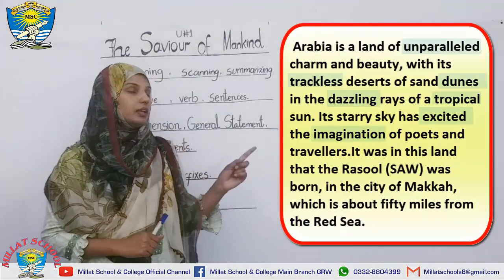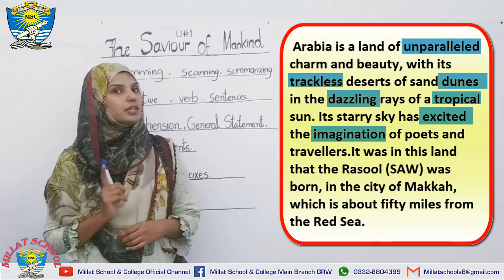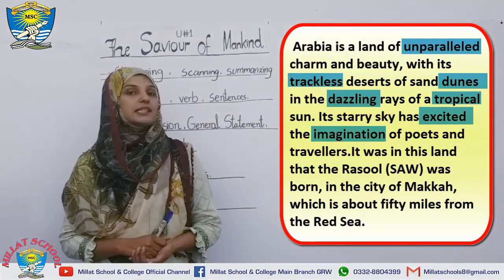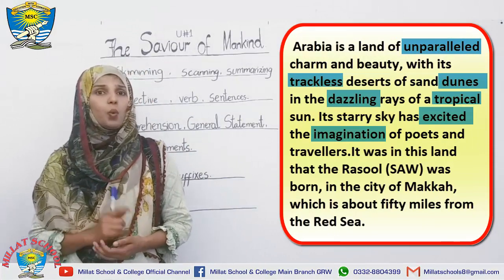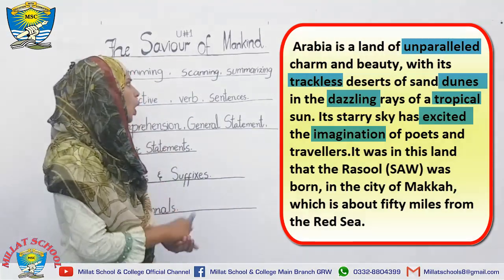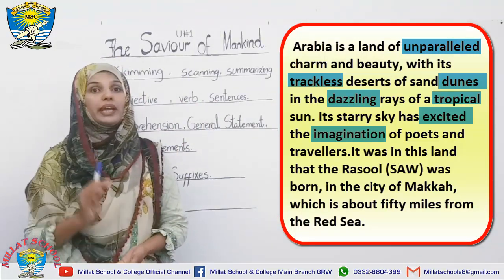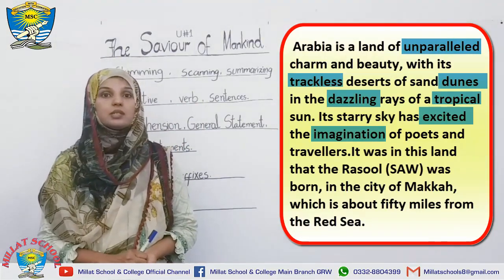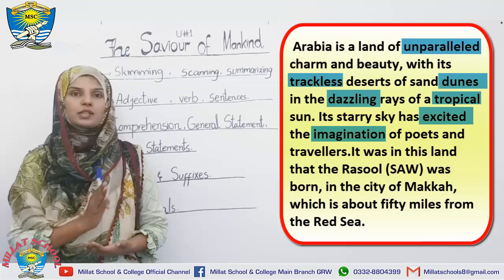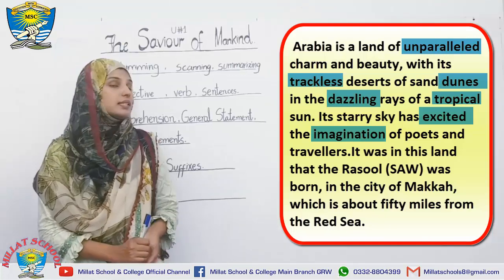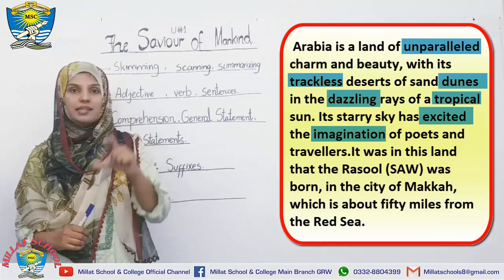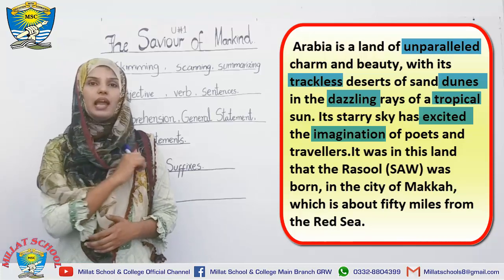Here on the screen, you can see the first passage of your chapter, the Savior of Mankind. What is the technique of skimming, scanning and summarizing? Skimming means to read in the flow. Scanning means to focus upon the main topics of that passage. And summarizing means to summarize that passage in 2 to 3 lines.